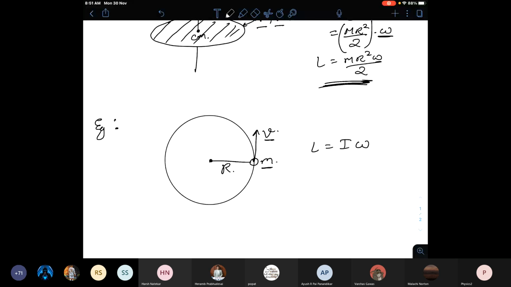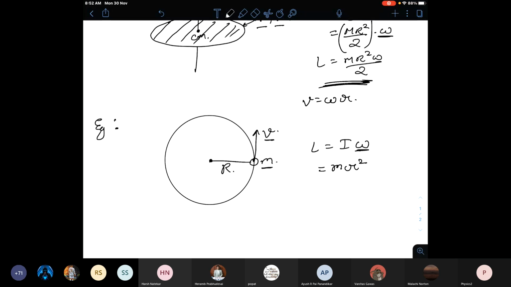So let's see. In general, if I want to write angular momentum for a point mass, the moment of inertia for a point mass in the general formula is what? It is mr square. Now, omega can be written in terms of linear velocity. How? V is equal to omega r. You know this. V equals omega r is true for any circular motion.